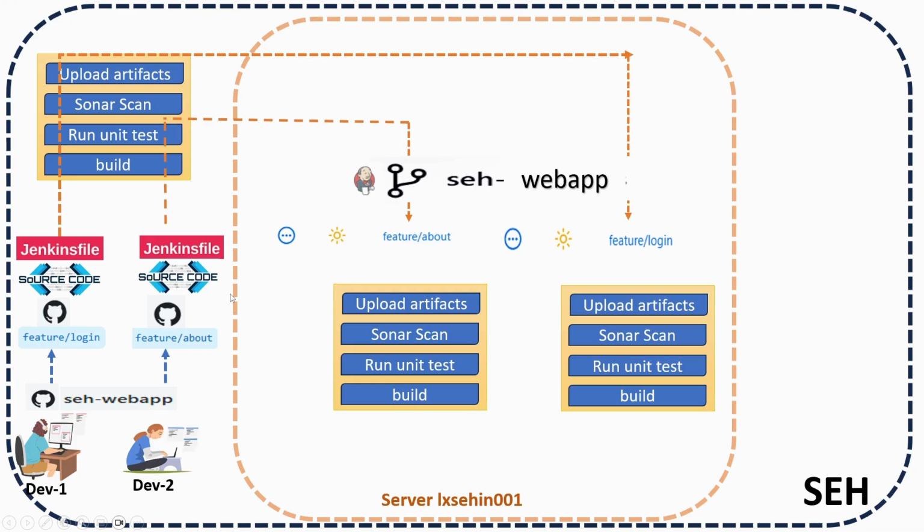So this diagram represents Jenkins multi-branch pipeline. We have a single GitHub repository called SEH Web App. It contains multiple feature branches. Each branch has its own Jenkinsfile. Jenkins scans the repository automatically and creates independent CI pipelines for each branch. As a result, feature/login runs its own pipeline and feature/about runs its own pipeline. Both pipelines execute certain stages, for example build, unit test, sonar scan, upload artifacts, without impacting each other.